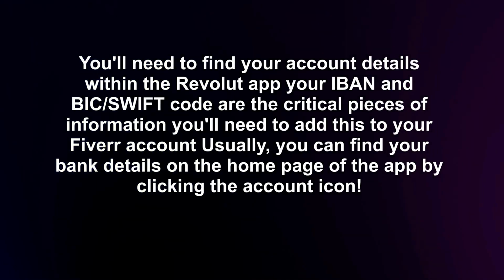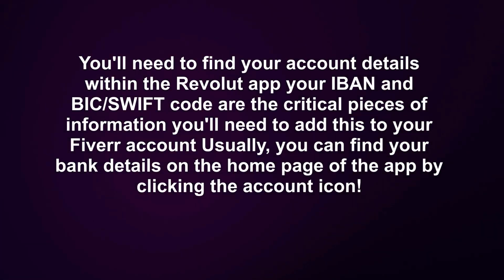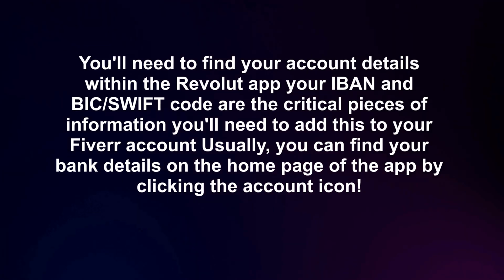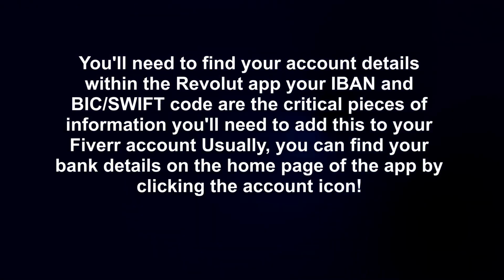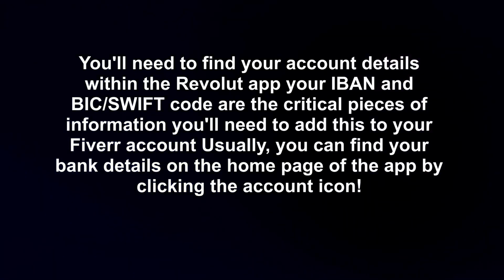You'll need to find your account details within the Revolut app. Your IBAN and BIC Swift code are the critical pieces of information you'll need to add this to your Fiverr account. Usually, you can find your bank details on the home page of the app by clicking the account icon.